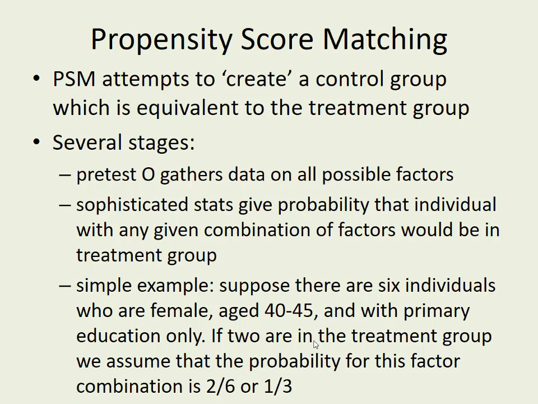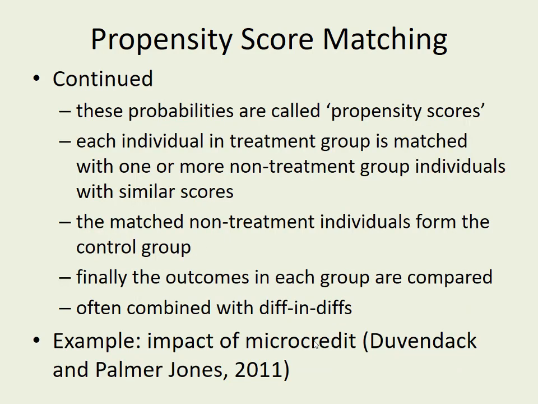Once you've got that for every possible combination of factors, then you just look at the community, and from the community you pick out another group such that everybody in the treatment group is matched up with someone who's in the control group who's got the same scores in terms of their likelihood of getting into the treatment group. And those scores are called propensity scores. So the 1/6 that we had, was it 1/6 or 1/3? 1/3. The 1/3 above was a propensity score.